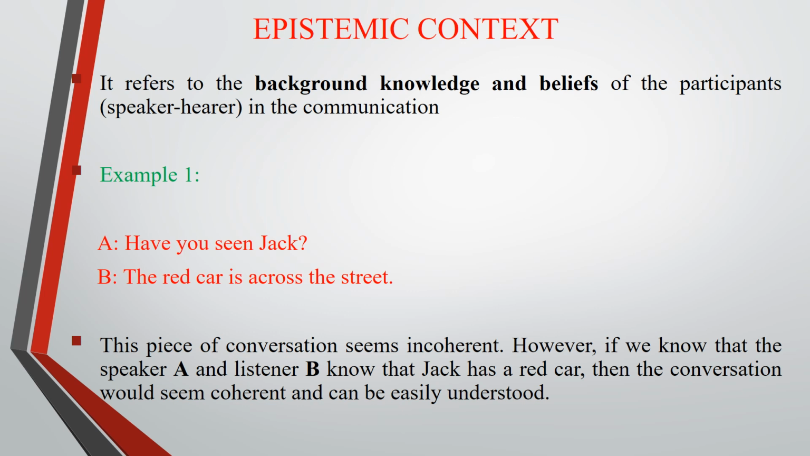If A says to B, "Have you seen Jack?" And B answers, "The red car is across the street." Looking at these two utterances, one will notice that the conversation seems incoherent. There is no relationship between the first utterance and the second utterance. However, if we know that the speaker A and the listener B both know that Jack has a red car, then the conversation would seem coherent and can be easily understood. Therefore, it is on the part of the listener to fill in this missing information and come to the interpretation of that utterance.